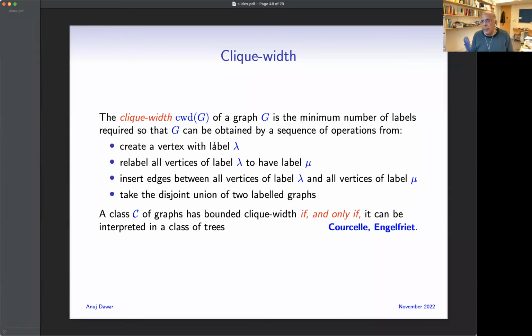And what we know is that a class of graphs has bounded clique width if and only if it can be interpreted in a class of trees. Which means that Seese's conjecture is saying that any class of graphs of unbounded clique width has undecidable MSO satisfiability. That's the conjecture. Okay.